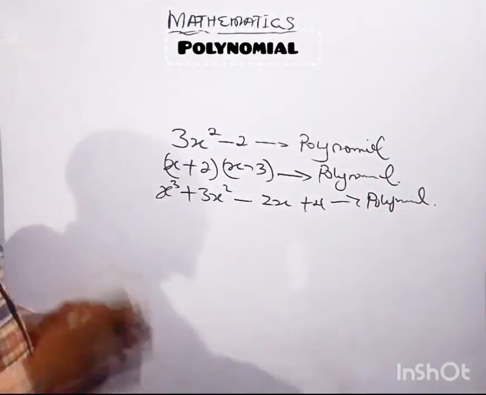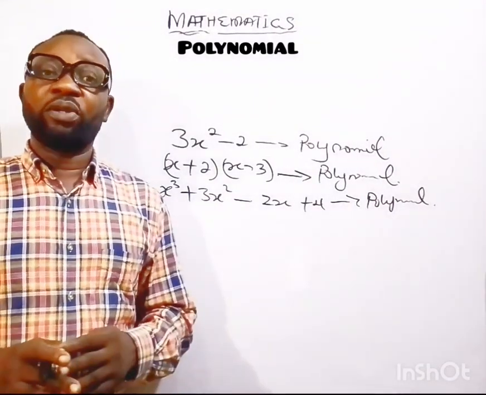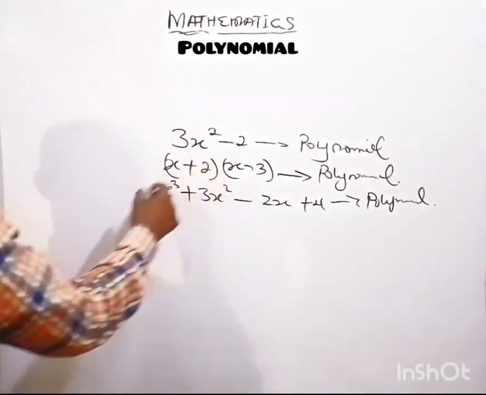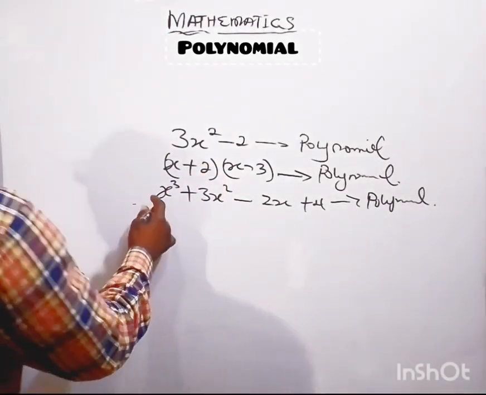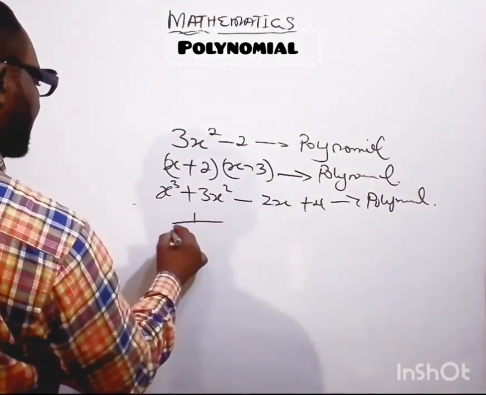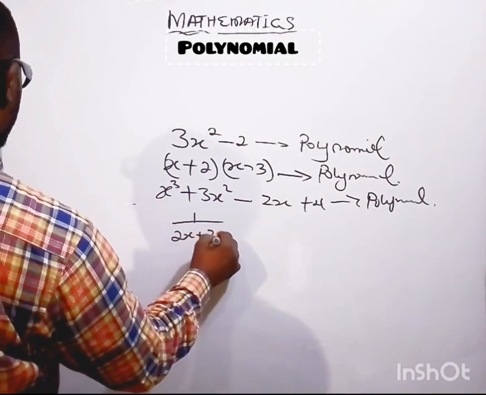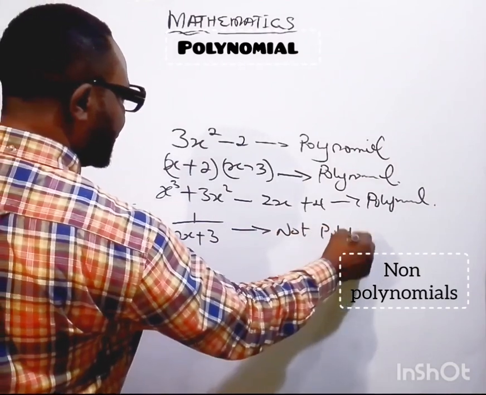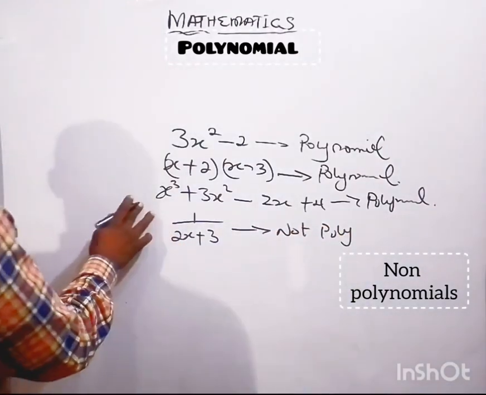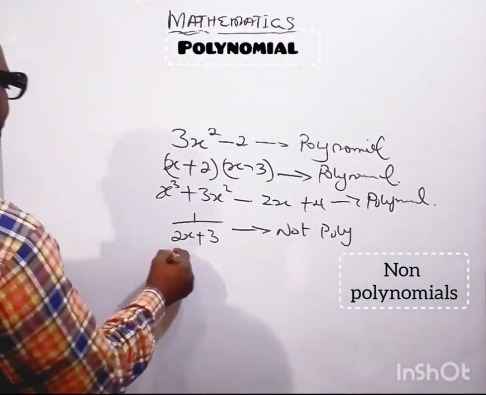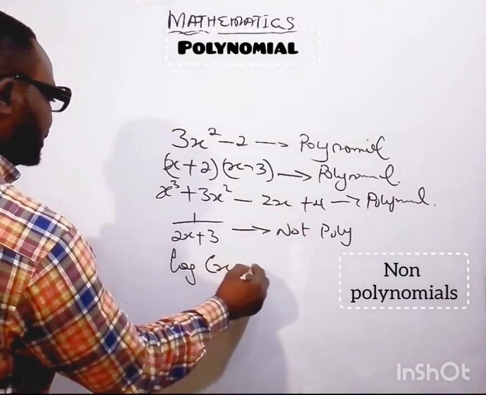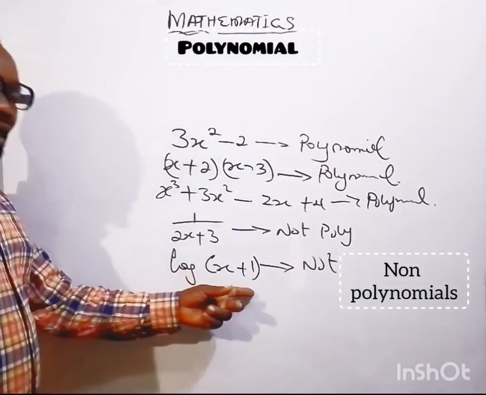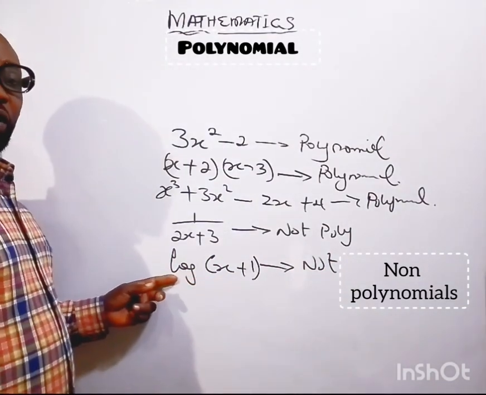Now, there are some terms that cannot be referred to as polynomials. I'm going to show you a few of them right now. The terms are as follows. If you have a term like 1 over (2x plus 3), this is not a polynomial. If you have another term, it can also be in the form of log x plus 1. It is not a polynomial. This is a logarithmic function.